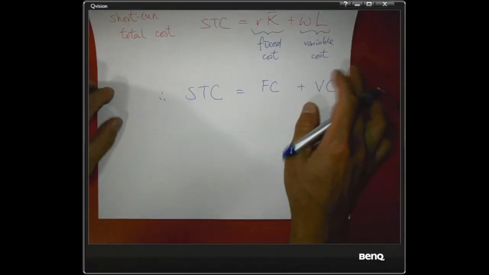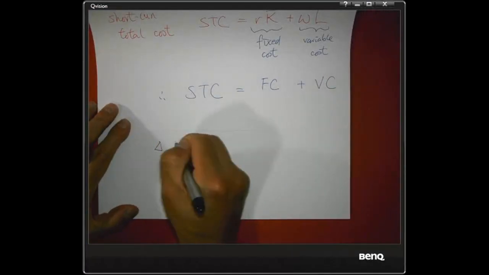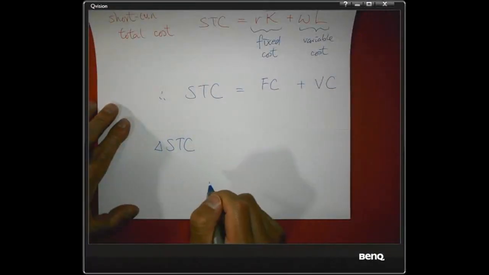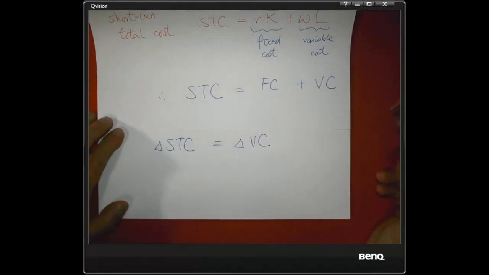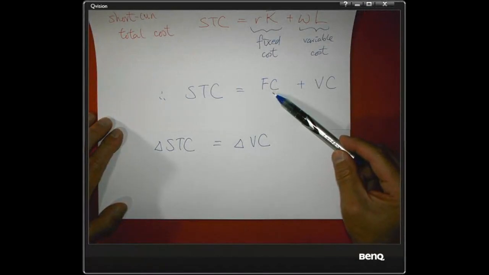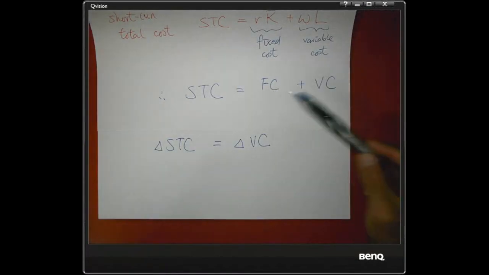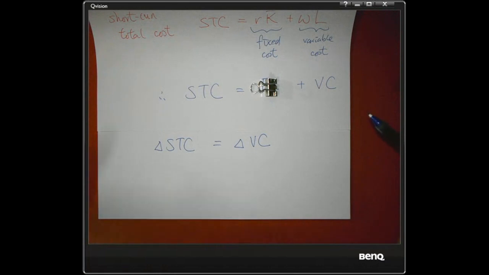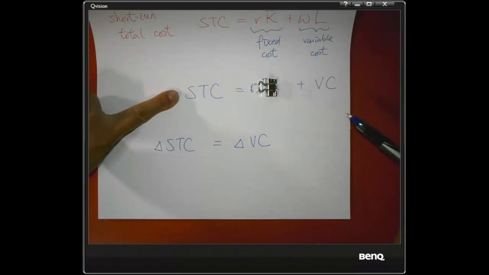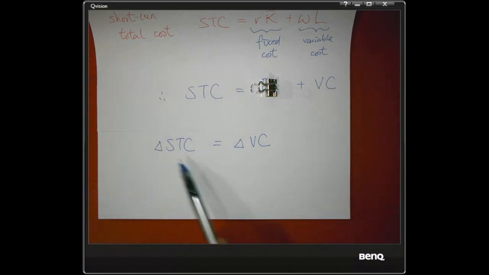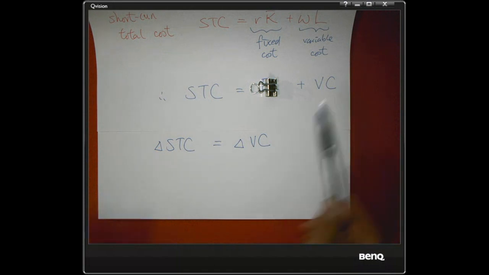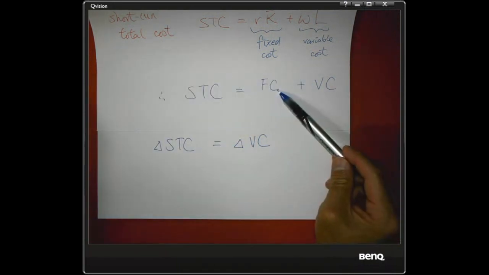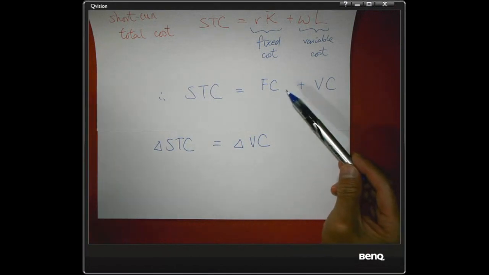And now, the change in the short run total cost is equal to the change in the variable cost, because this is fixed cost, it doesn't change. So if it doesn't change, whatever change on the left-hand side can only come from the change in the variable cost. So therefore, the change in the short run total cost is equal to the change in the variable cost, because fixed cost doesn't change. And that's why we call that fixed cost.